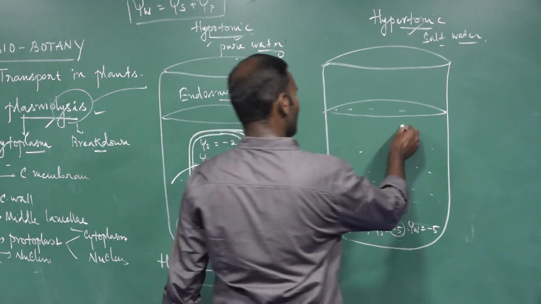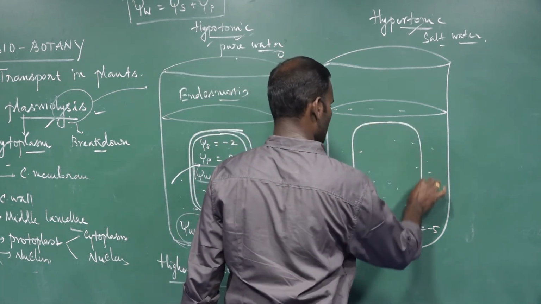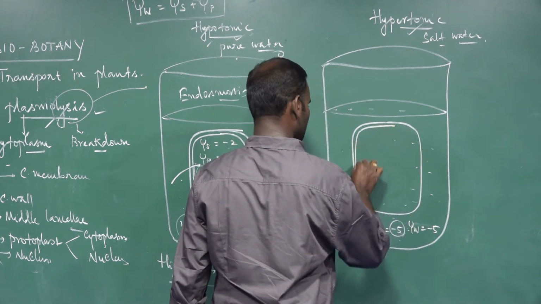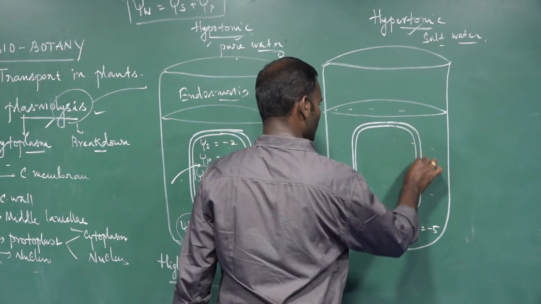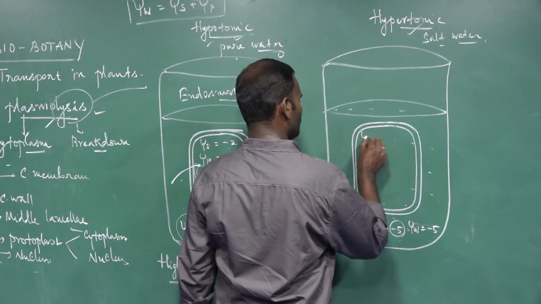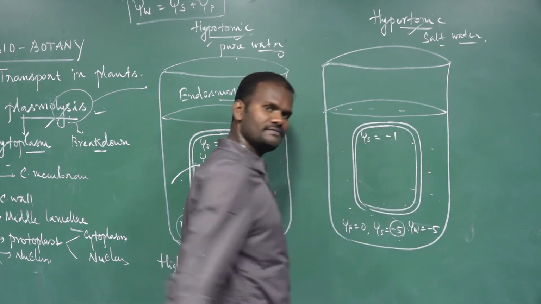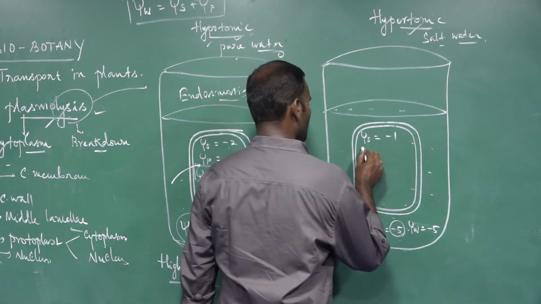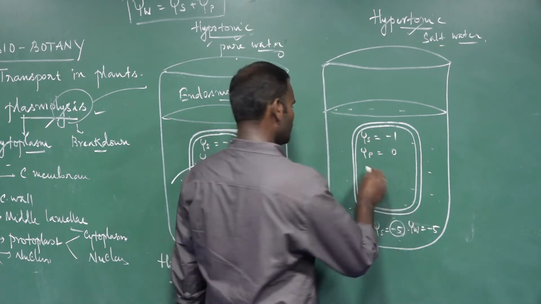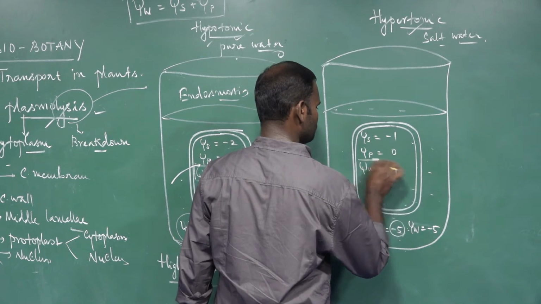If a cell is placed under the hypertonic solution, outer cell wall, this is a plasma membrane or also cell membrane. In a cell, solute potential is equal to -1, negative value, and the pressure potential is equal to 0. Then the water potential is equal to -1 inside the cells.